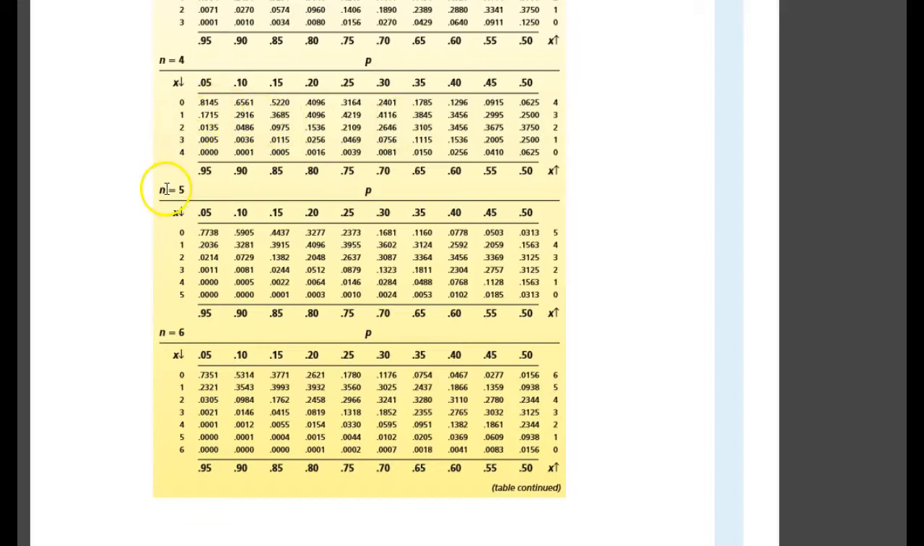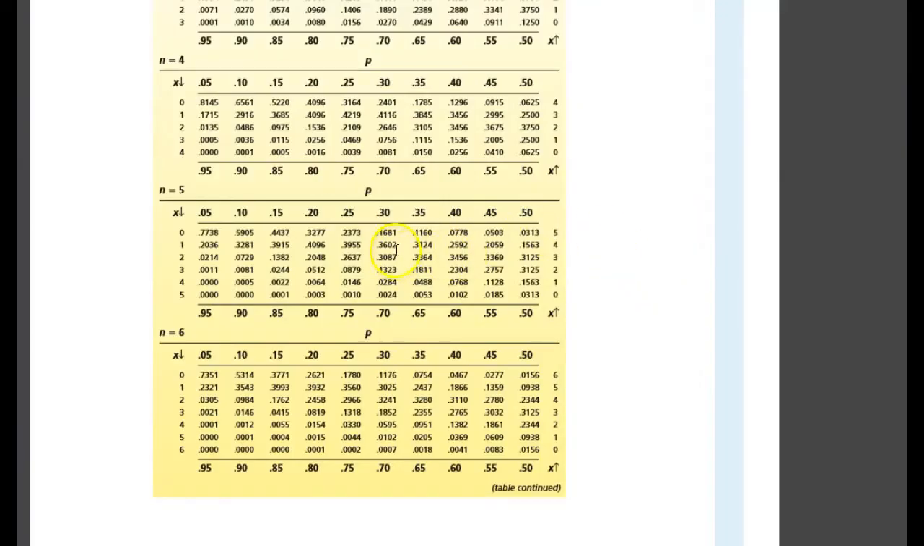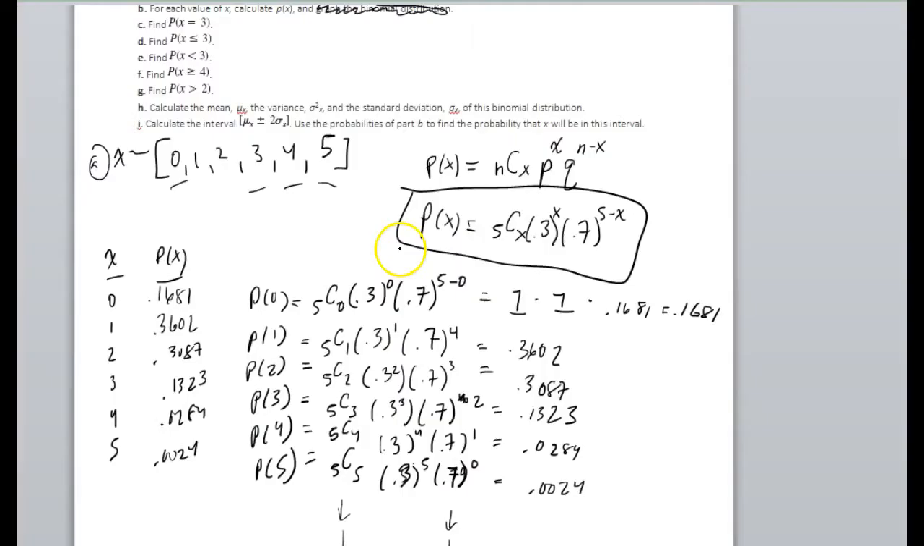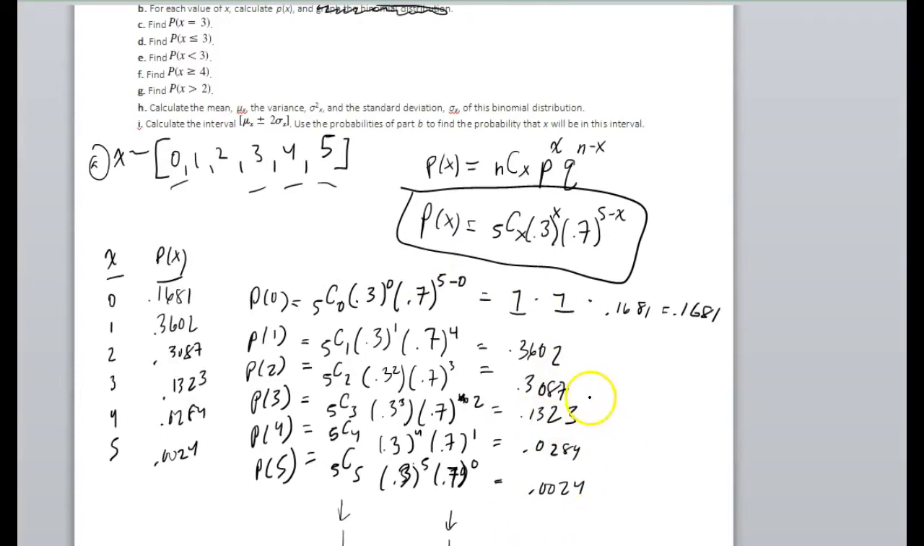So we're at n equal 5. We're at 0.3. And then now we can look up all the values here to see if they match what we came up with. So these are going to be the probabilities of all the different x values. So x equals 0, 1, 2, 3, 4, 5. And then look at these values here. 0.1681. That matches what we got. 0.3602 and 0.3087. Yes. 0.1323, 0.0284, and 0.0024. And that's exactly what we had down here.